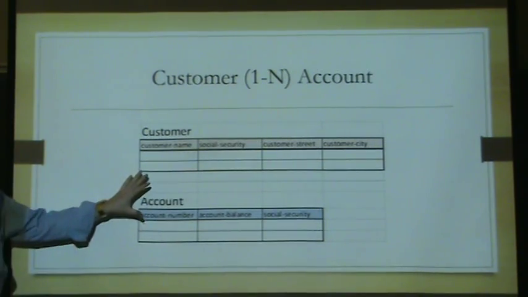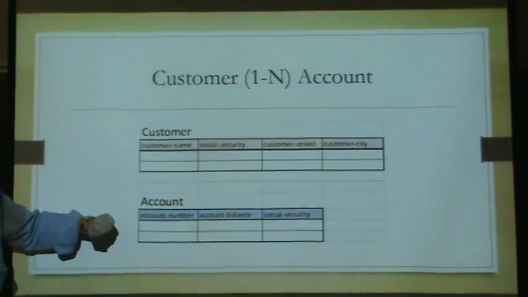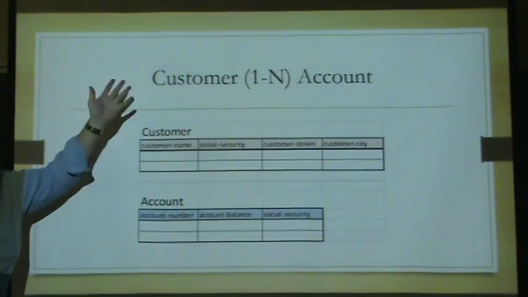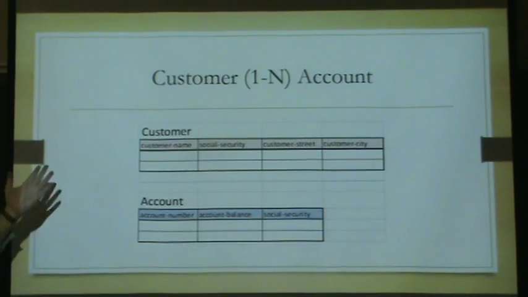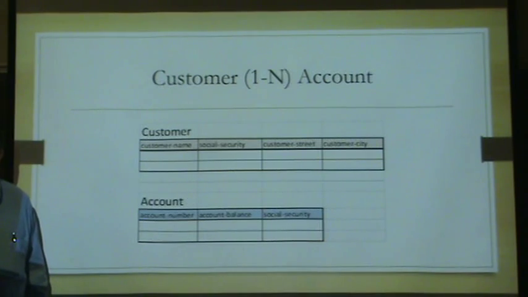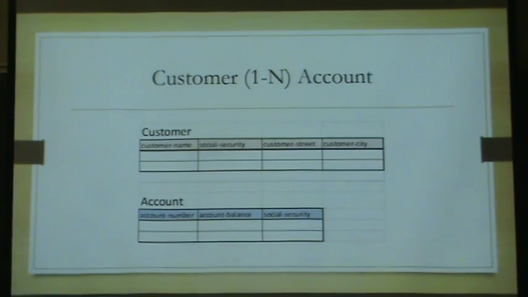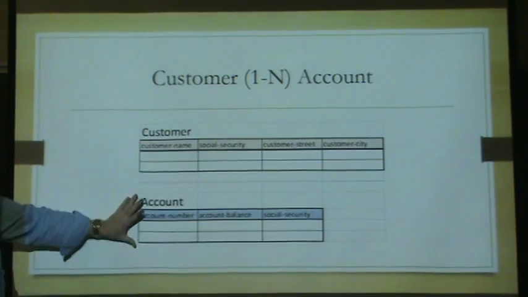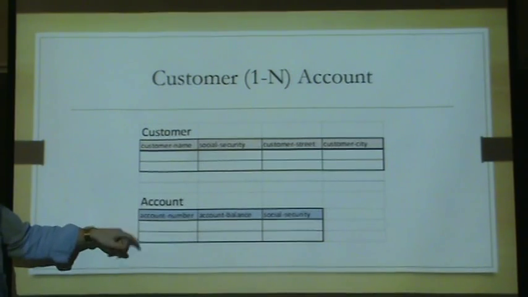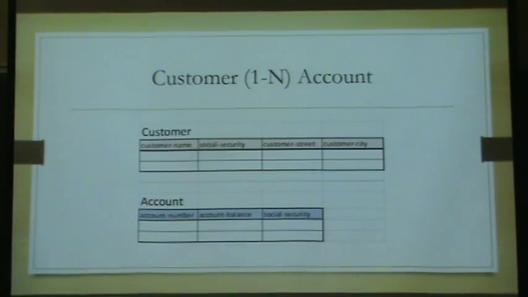What would you think about if we wanted to have a rule that says an account can belong to multiple customers? Maybe like a husband and wife share an account, or a company, a group of people share an account. How could we do that? So how can we have customers tied to accounts and accounts tied to customers in such a way that an account can belong to multiple customers?